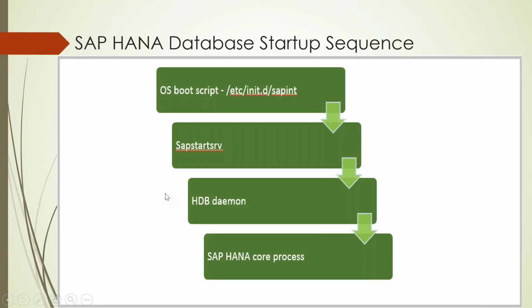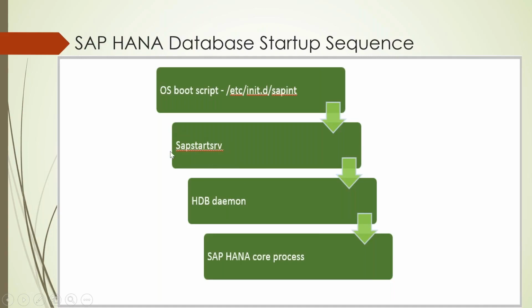When you execute HDB stop from the SIDadm user, the command is received by the SAP start service. Then the SAP start service asks the HDB daemon to stop the HANA database. Then the HDB daemon receives the signal. Sorry, I said stop, right? Okay, so let me explain again.